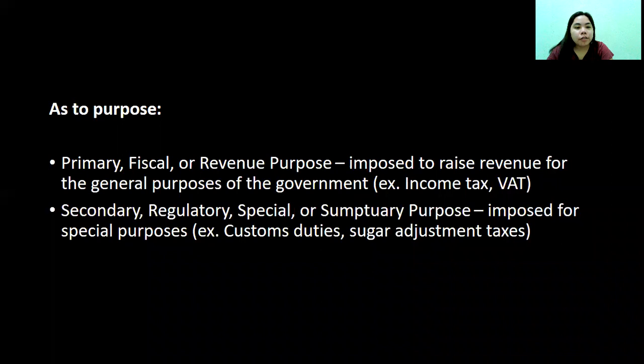Then third, as to purpose, to kagina, primary, fiscal or revenue purpose. Then secondary, regulatory, special or sumptuary purpose.